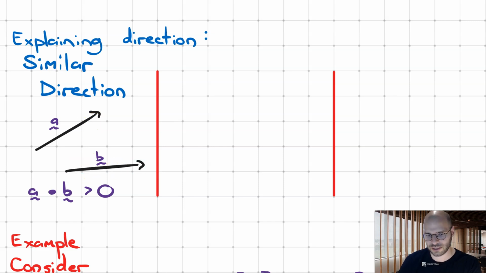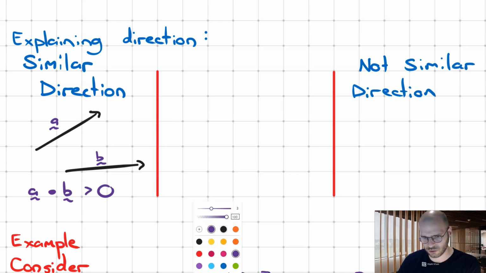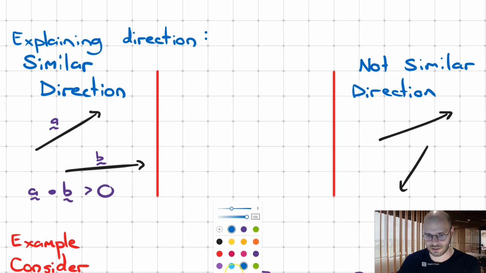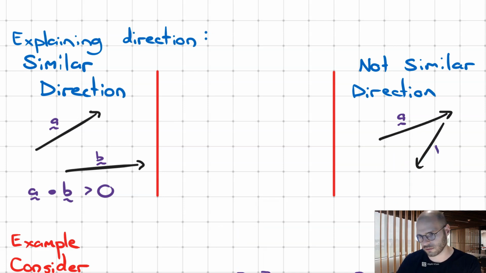Now the next situation that we might encounter is, I'm going to do it over here, I'm going to say it's not similar. In such an instance, what we discover is that the vectors might point, one might go that way and the other one might go down like that. In such an instance, we could say that this is vector A and this is vector B. And when we take the dot product of these two vectors here, we discovered that the outcome is less than 0.